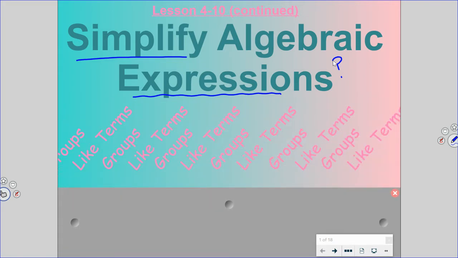Now, I want you to think about these words over and over again as we go through the lesson. Groups and like terms, groups and like terms. Are there any groups? Are there any like terms?